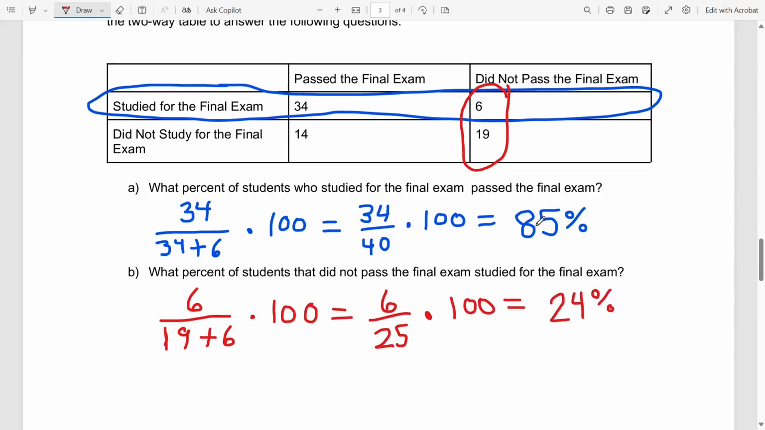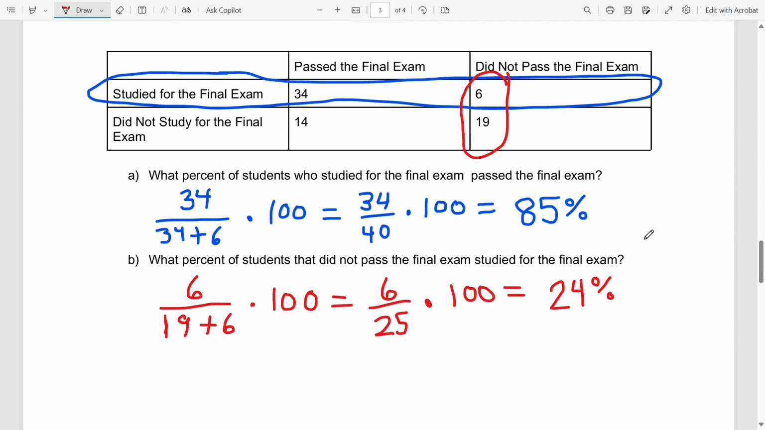Notice these don't add up to 100. And the reason being is this is 85% out of all the students who actually studied for the final exam. This is 24% out of the students that did not pass. Okay, so it's a different category there. All right, let's keep going.